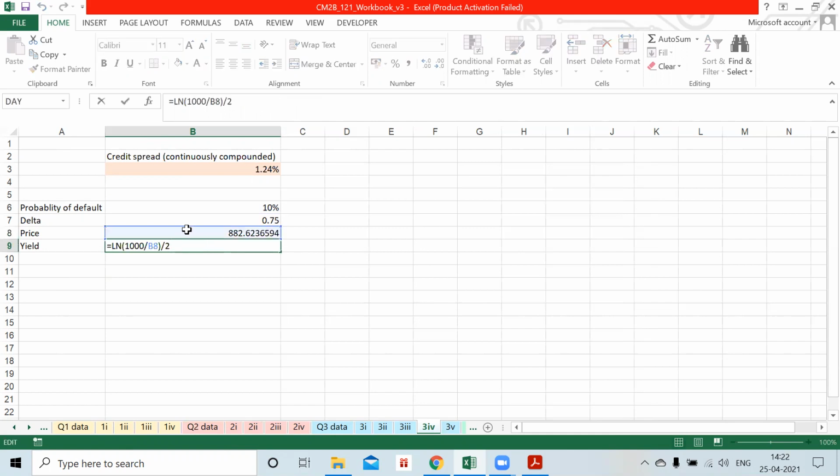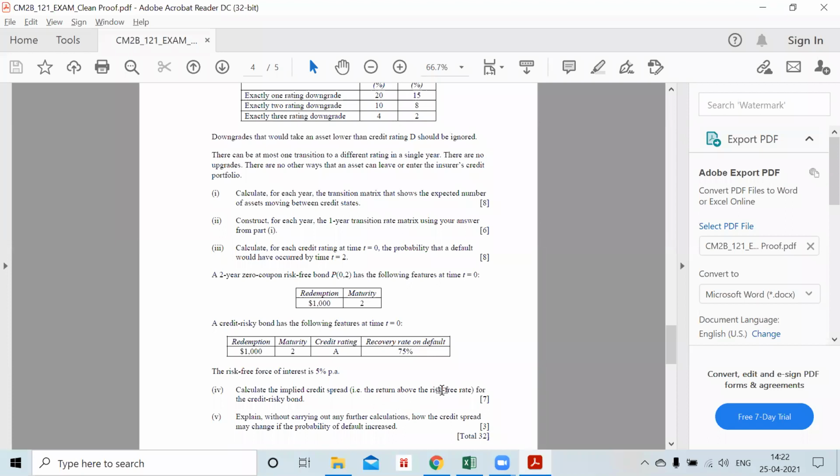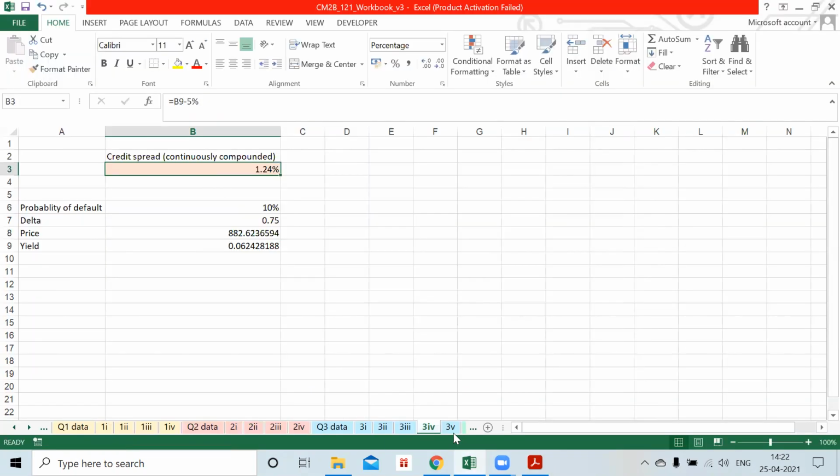So the yield will be, depending on this, ln of 1,000 divided by price, divided by 2, if you solve this formula. Okay. And then it gives me the credit spread, which is yield minus the above 5%, which, as said in the question, is the return above the risk-free rate. So it is 1.24%.